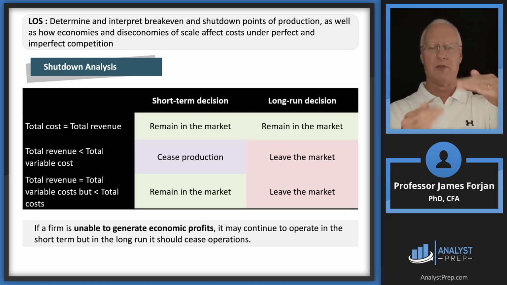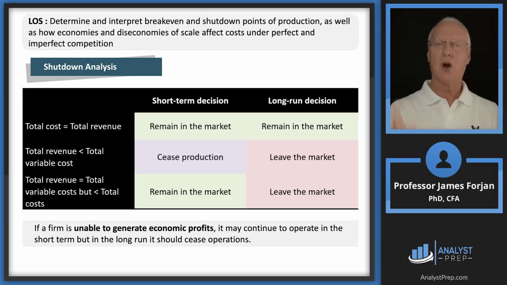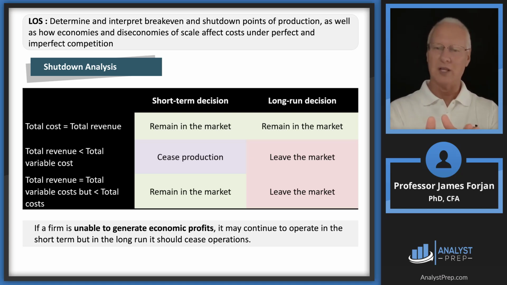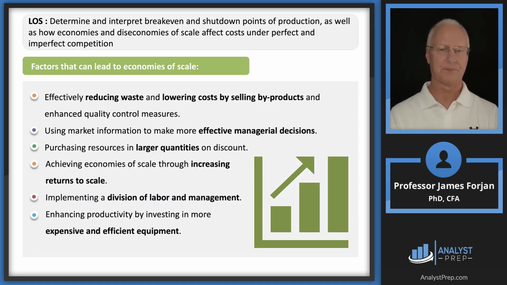But what if we're somewhere in the middle, where our total revenue is less than our total costs? In the short term, we can just stay in the market. But what if our total revenue is greater than our total variable cost? So we're going to stay in the market for the short term. We're going to weather the storm, so to speak. And then if this continues in the long term, we're going to go ahead and get out. All right, so unable to generate economic profits, we need to make some decisions. So this table helps you there.